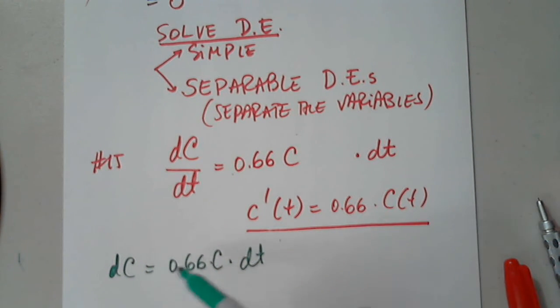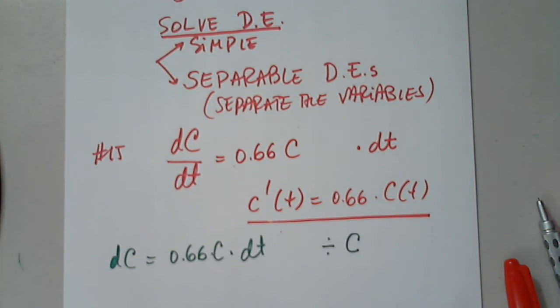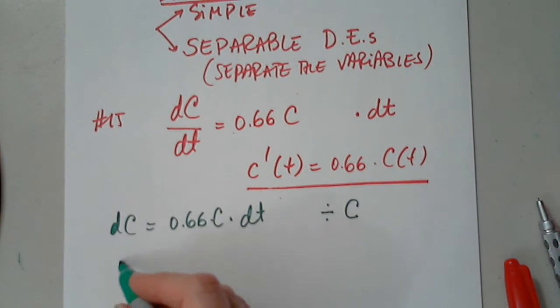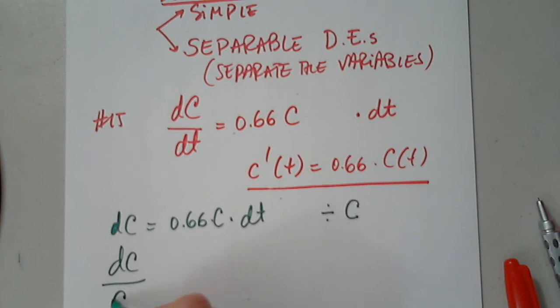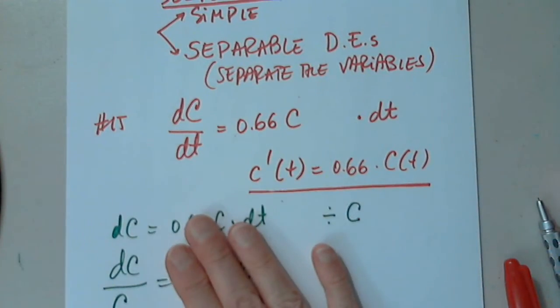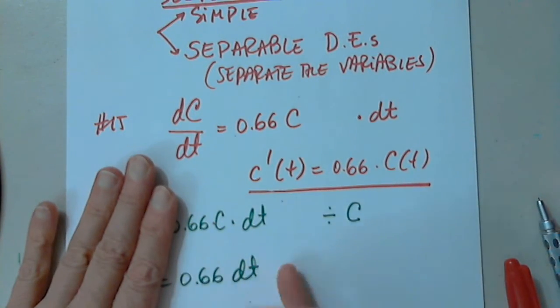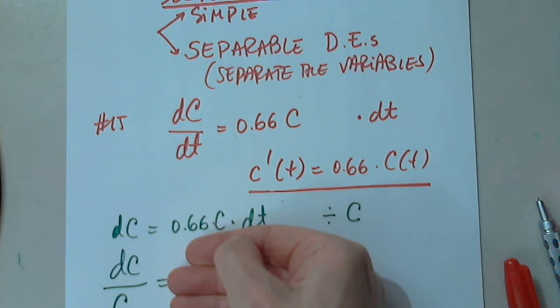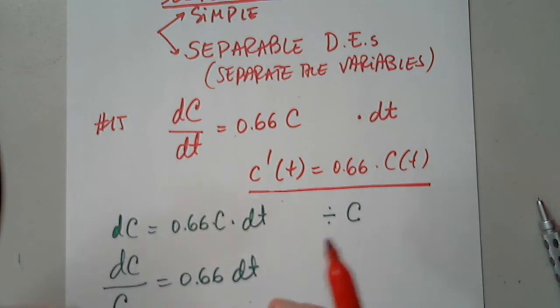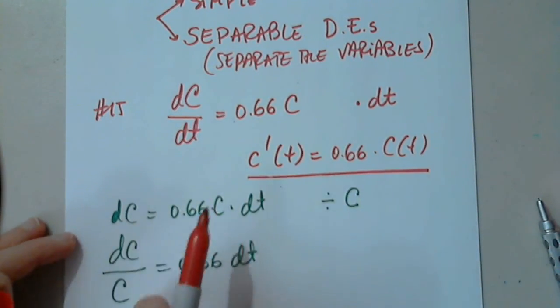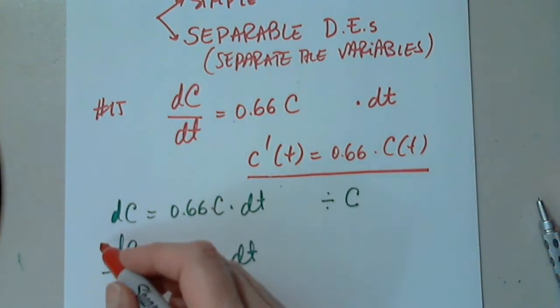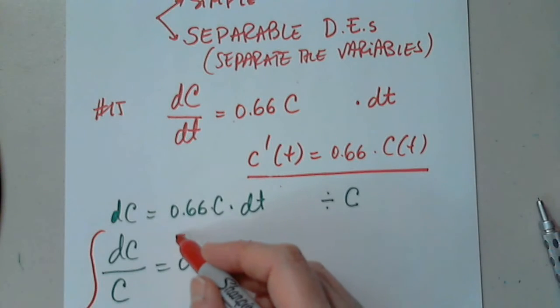Now I still have c and c on both sides. Now I will divide both sides by c. Then I have dc divided by c equals 0.66 dt. I separated the variables. t is alone on one side, and c is alone on one side. Remember when we talked about implicit differentiation, we differentiated both sides. Well, in this case, we are going to integrate both sides.